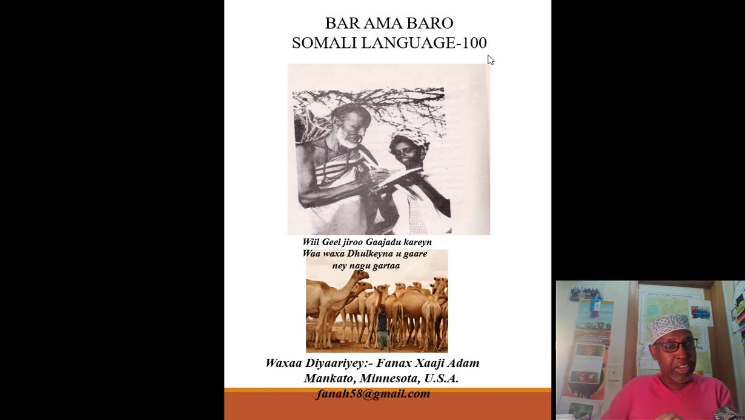But if you speak the language but you cannot write or read, you still need to learn that language. So my point is, anyone who's interested to learn and understand Somali language, this book will be the best book that you can have. This is the first page, the face or the cover of the book, as you see, and this is the logo that I decided to put on the cover.